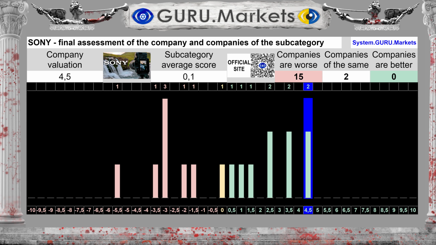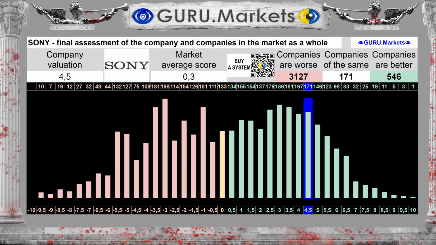The overall result is 4.5 out of 10 points. The average result for the subcategory is 0.1 points. If you look very broadly, within the entire stock market as a whole, you can see that the average score for the stock market as a whole is 0.3 points, against the score of 4.5 points from Sony Group Corporation ADR.